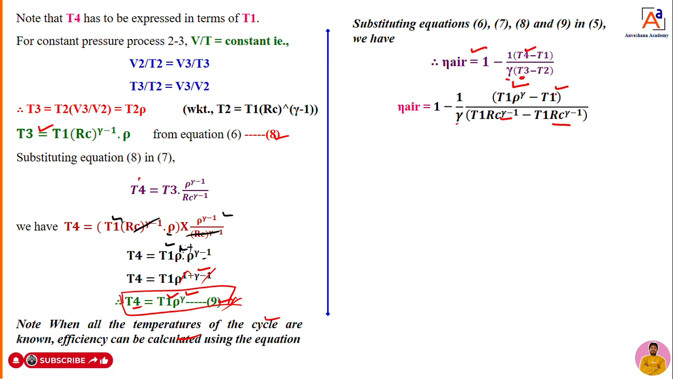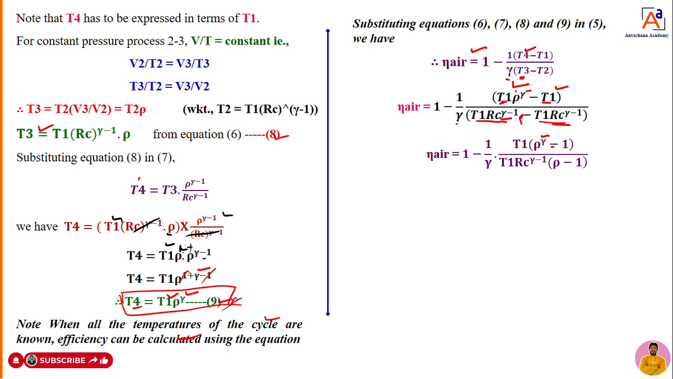If there are any common terms in this equation, I will take them outside. Here T1 is common, so I will take it outside: T1 into bracket rho to the power of gamma minus 1. This is not raised to the power minus 1, it is only rho to the power gamma, then minus 1. Then here you can see, dear students, T1 RC to the power of gamma minus 1 is common on both sides, so I will take it outside. But here one term is missed. Here it is a rho actually. One rho is missed.